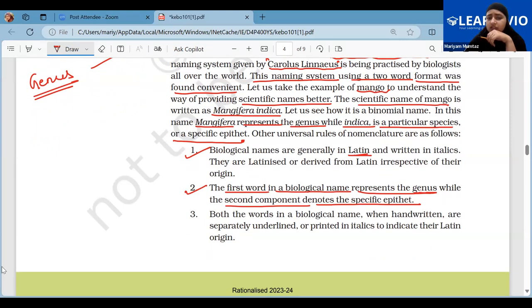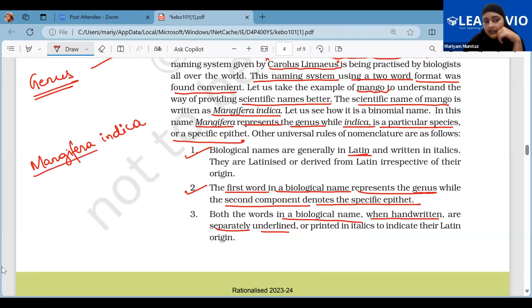Now, the third rule is that both the words in a biological name, when handwritten, are separately underlined. For example, if I write Mangifera indica, if I'm writing it with my hand in my notebook or copy or wherever, I'll underline each word separately. This is what we have to do when we handwrite.